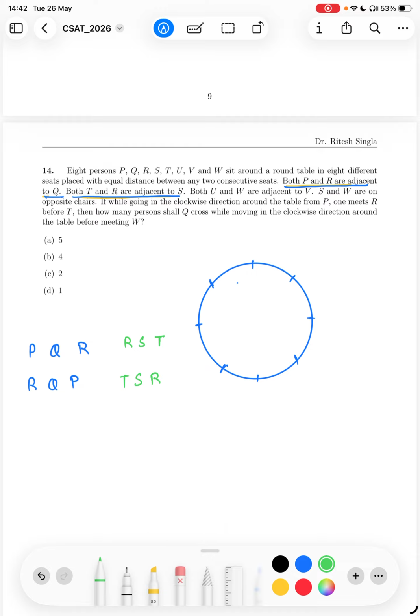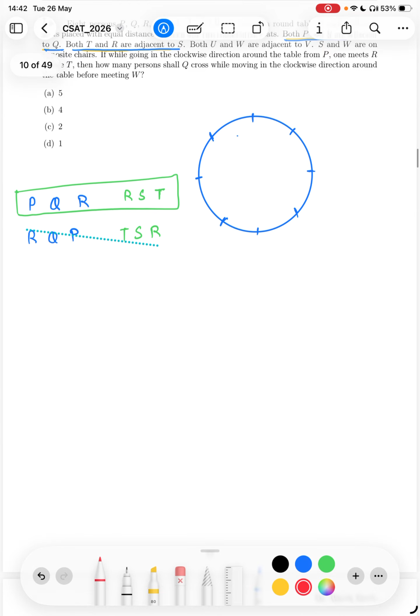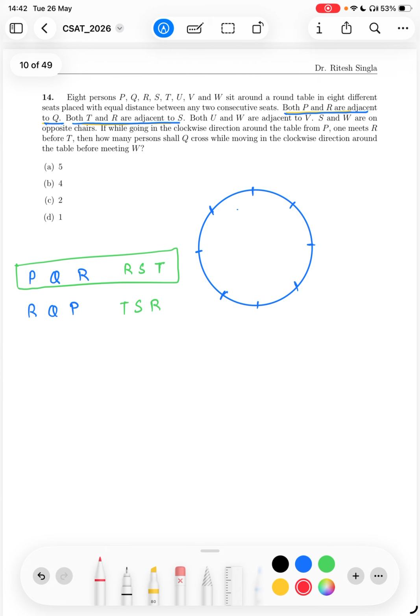Right? So if all of them are sitting in a certain manner, then in the clockwise sense it is either PQRST, or it is TSRQP. So let me write what these two possibilities are which we are getting till now. The next statement says both U and W are adjacent to V. So it is either UVW or WVU.